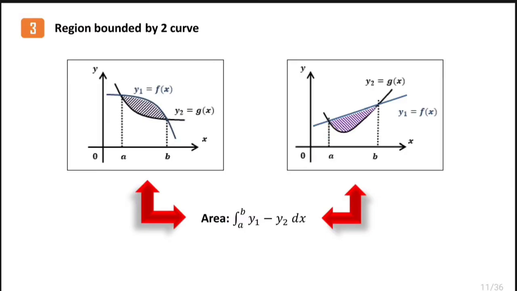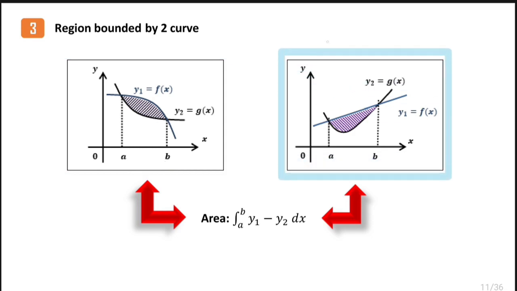And last for 3.1, region bounded by two curves. Region bounded by two curves means either involve curve and curve or line and curve. We look at the first region. We have curve and curve. So formula to find the area, we just integrate from a to b and we take y1 minus y2. We take curve on the above minus curve on the below.